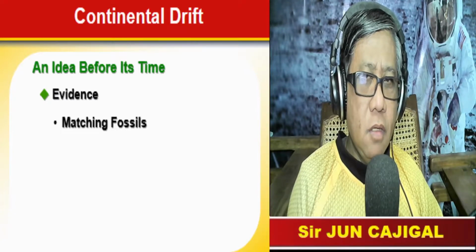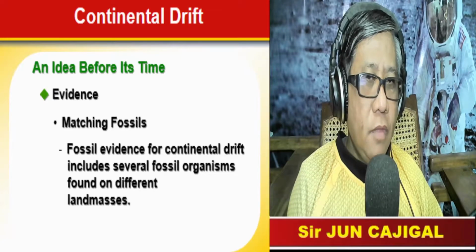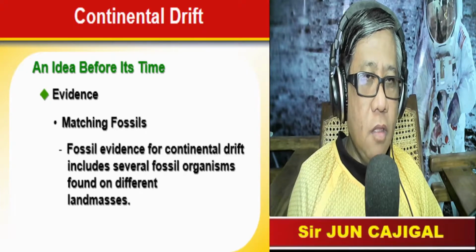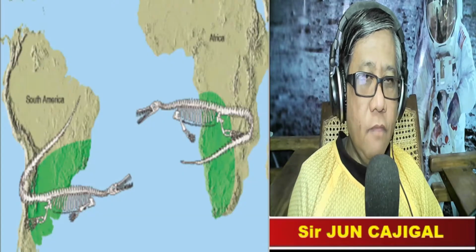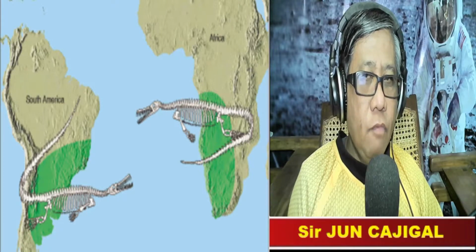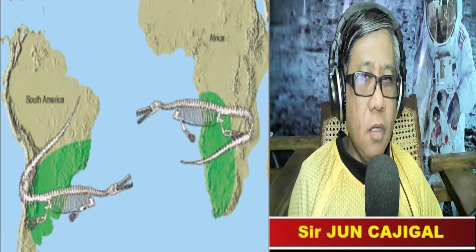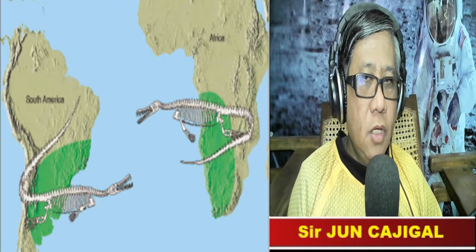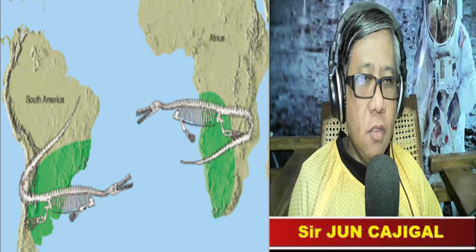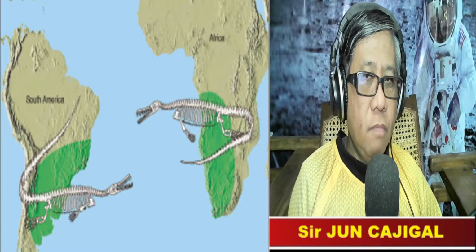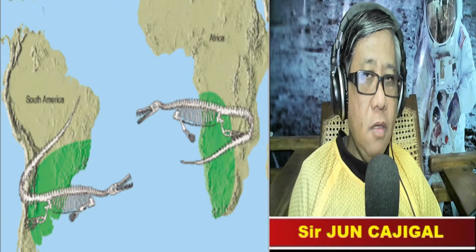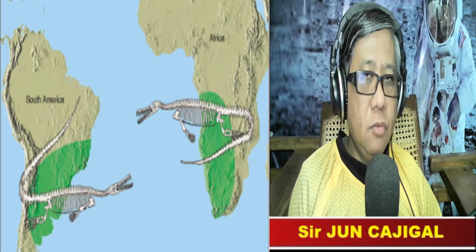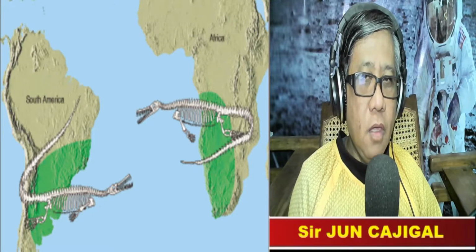Now, what is this evidence called matching fossils? Fossil evidence for continental drift includes several fossil organisms found on different land masses. Alfred Wegener noticed that the fossilized remains of this aquatic reptile called the Mosasaurus was discovered in two continents. The fossilized remains of the Mosasaurus was discovered in South America, and the same type of fossil was also discovered in Africa.